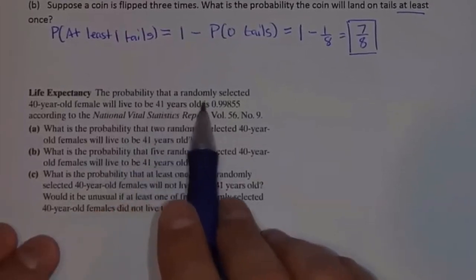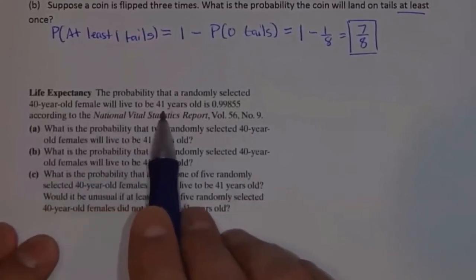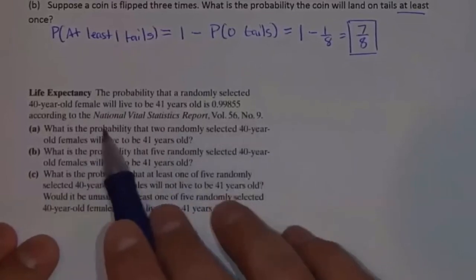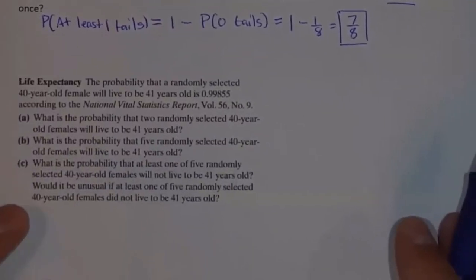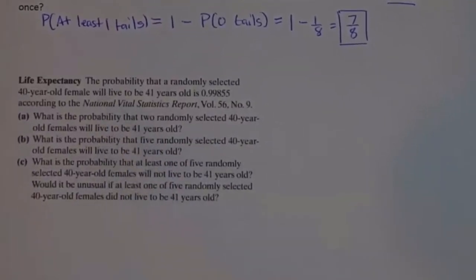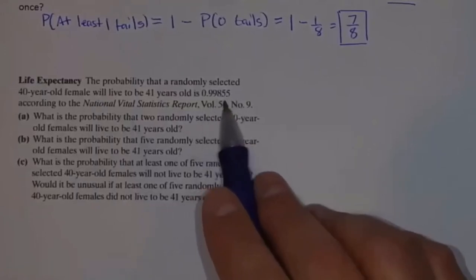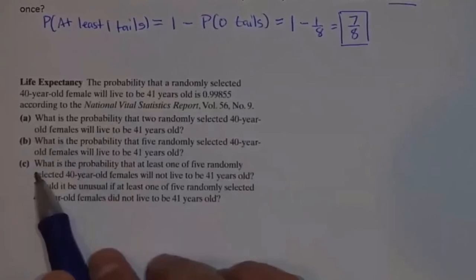The probability that a randomly selected 40-year-old female will live to be 41 years old is 0.99855, according to the National Vital Statistics Report, Volume 56, Number 9. So if you are a 40-year-old female, that's pretty good news, right? The chances of you living to be 41 if you're 40 is 0.99855. Now that's for females. It would be different for males. But anyway, almost certain. So we have three parts here.